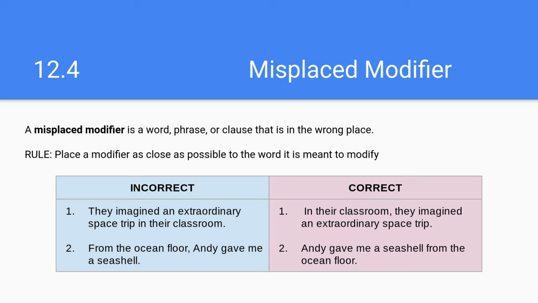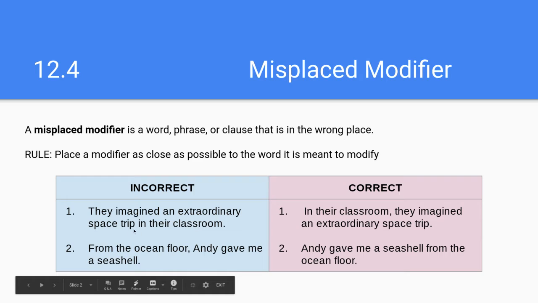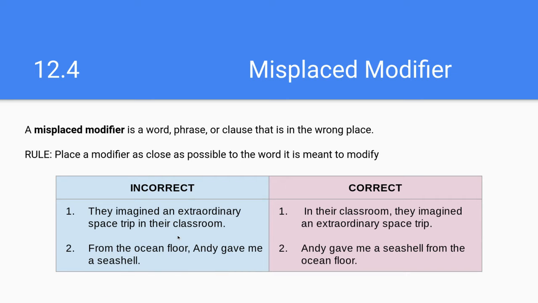Number one, they imagined an extraordinary space trip in their classroom. We're looking at this modifying phrase, in their classroom. Based on how it's used in this incorrect sentence, it makes it sound like the space trip is in the classroom. Like I'm sitting at my desk, I look right, and boom, there's Jupiter, right? That's not what the writer meant.